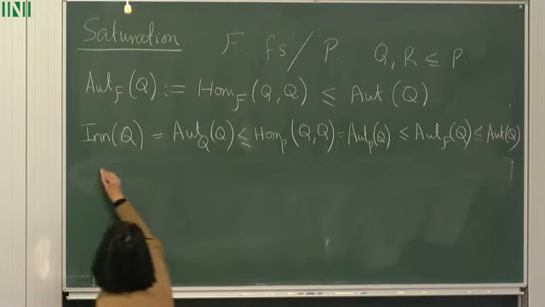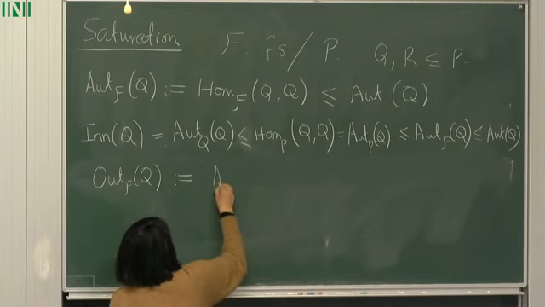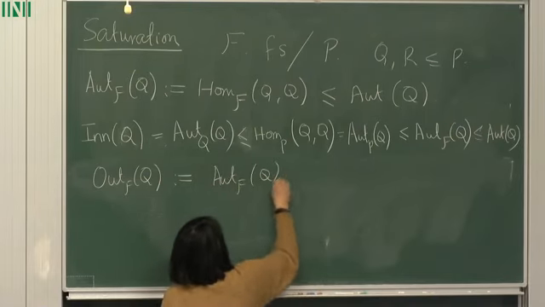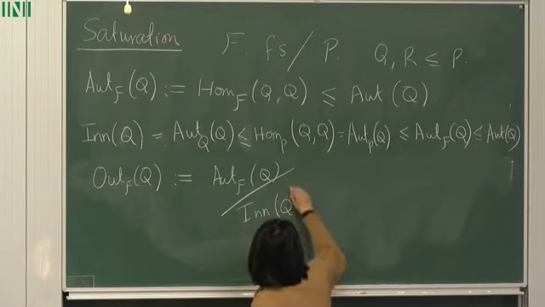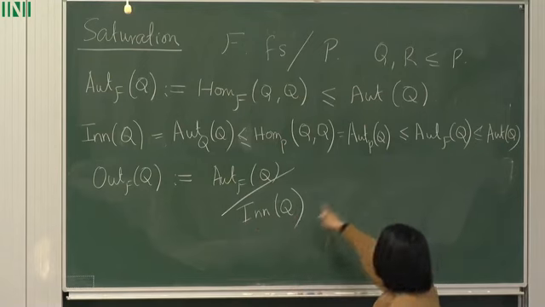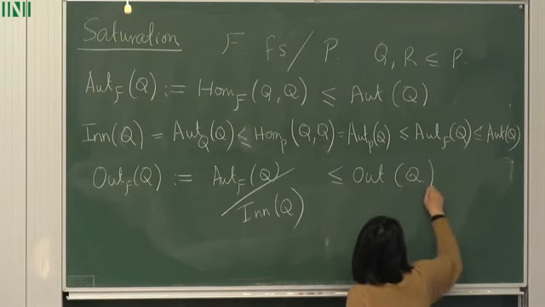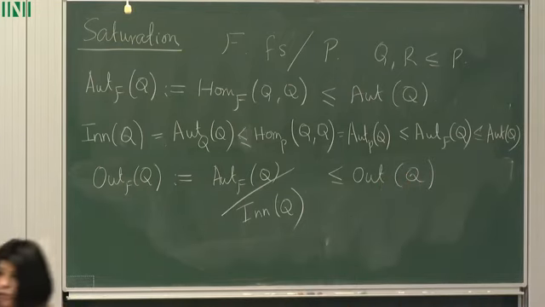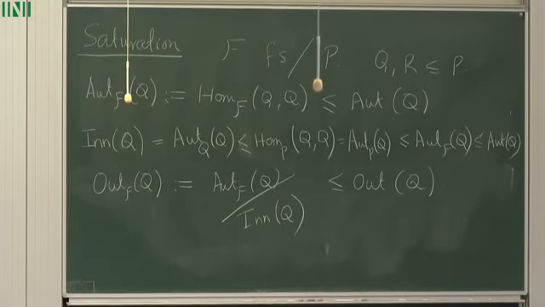Out_F(Q) to be Aut_F(Q) modulo Inn(Q). Inn(Q) is obviously a normal subgroup of Aut(Q). And so you get a subgroup of Out(Q). Okay, so again, this is all just very basic stuff, but it's a bit of notation, and you can't do anything really with fusion systems without introducing this notation.